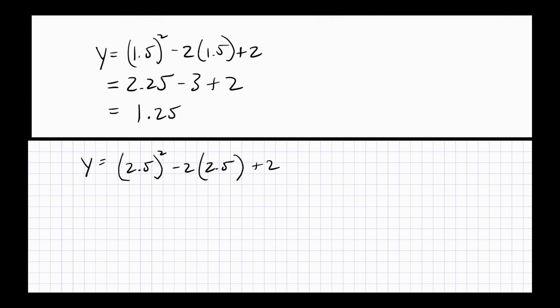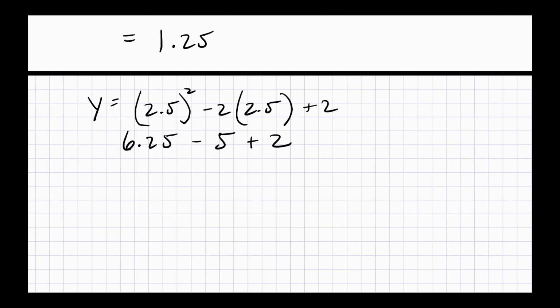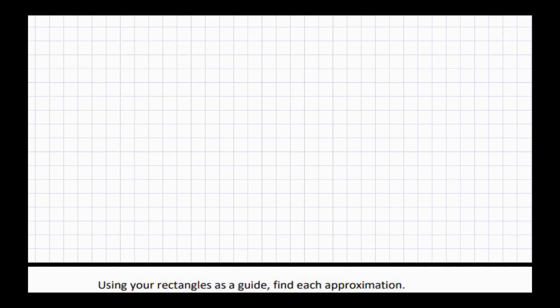Okay, 2.5. 2.5 squared is 6.25, so you move the decimal over 2 spots and you get 6.25. 2 times 2.5 is 5. 6.25 minus 5 is 1.25, plus 2 is 3.25. So, yep. So let's go put it back over here.